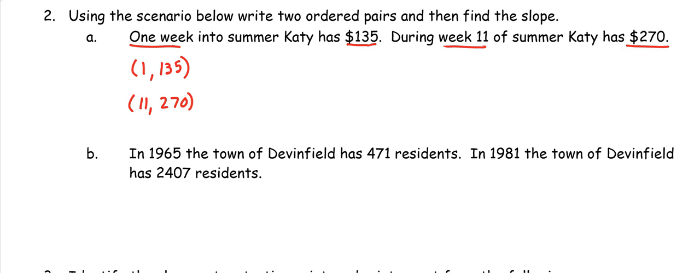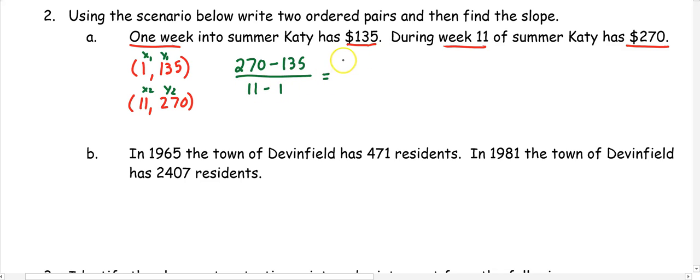So now we can find our slopes. So remember, we have x1, y1, x2, y2. Remember, it doesn't really matter which one x1 and y1 are, and x2 and y2 are, as long as they're from the same ordered pair. So then we would have 270 minus 135 over 11 minus 1. That would get us 135 over 10, and that reduces to $13.50 per week. The way that we're getting the per week is, remember, the numbers on the top are representing money, and the numbers on the bottom were representing our week, so that's how we get our unit at the end of our problem.